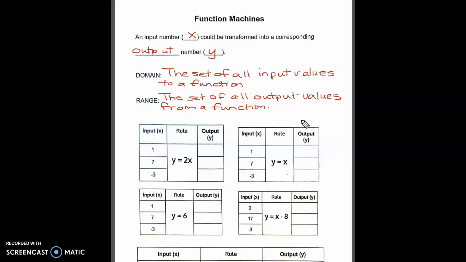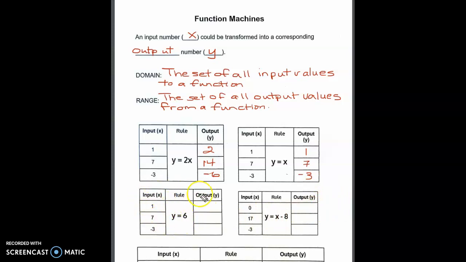Okay, then the function machine came through, and as it input the 1 into the machine for y equals 2x, we got a 2 out. When we input 7, 7 times 2 is 14. And when we input -3, 2 times -3 was -6. Then the next function machine, we plugged in a 1, we get a 1. We plug in a 7, we get a 7. We plug in a -3, we get a -3.